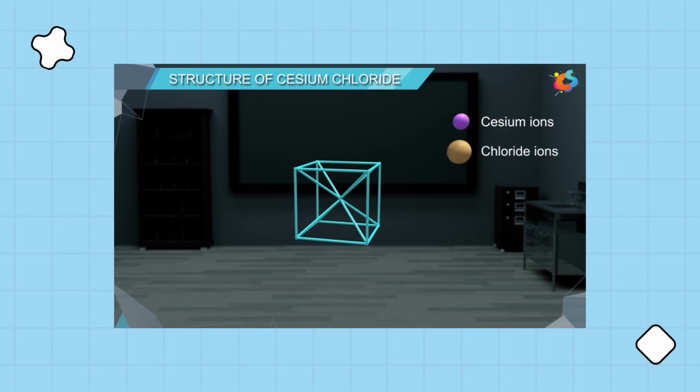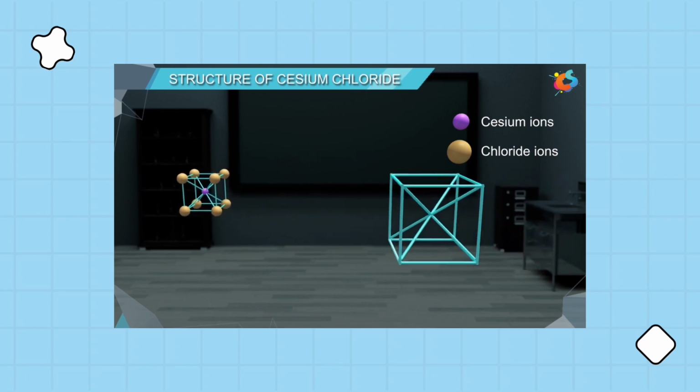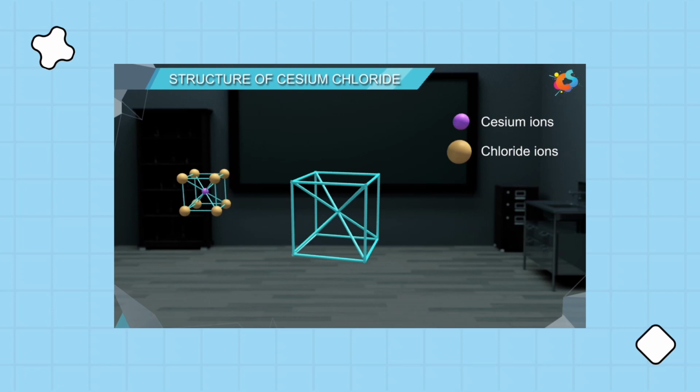Caesium chloride crystals are formed by a body-centered cubic crystal lattice where Cl- ions occupy the corners and Cs+ ions occupy the center of the cube. The structure can be seen as two interpenetrating cubes, where Cs+ ions are located at the center of the Cl- ion cube and the Cl- ions are located at the center of the Cs+ ion cube.